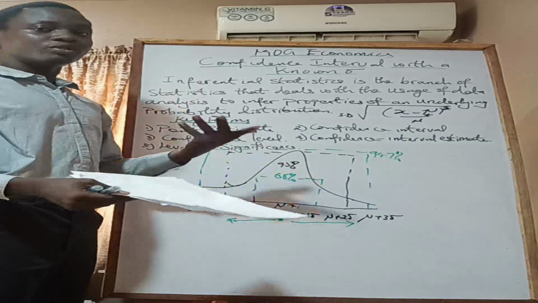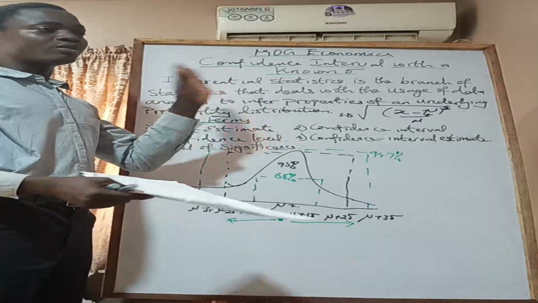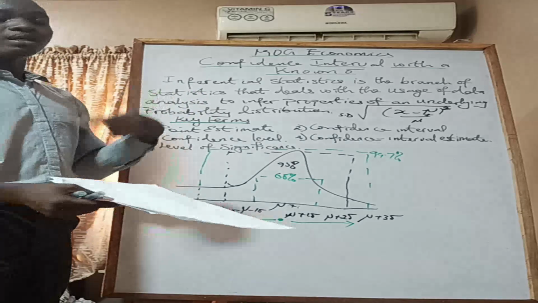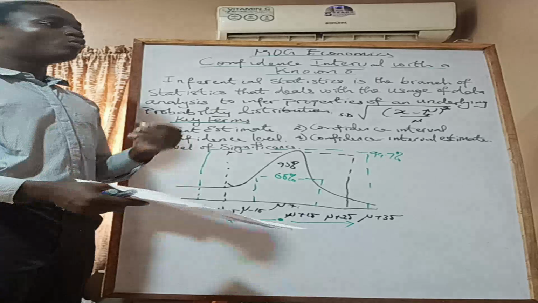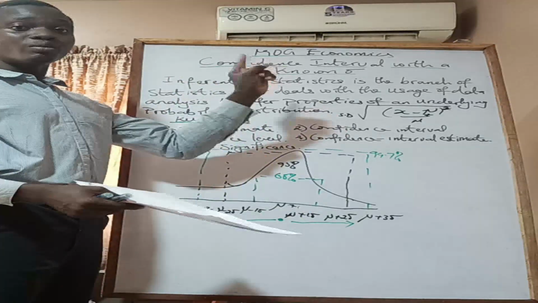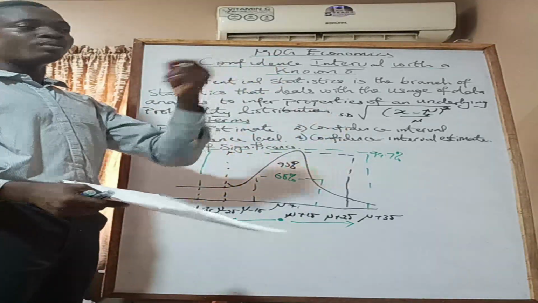Like, how do we approach it? The way to approach this is that we make use of our z-score table. We go back to our z-score table, and that's what we make use of to get the confidence interval. Do you understand? Now, when we don't know the standard deviation, we are also trying to estimate the population mean.